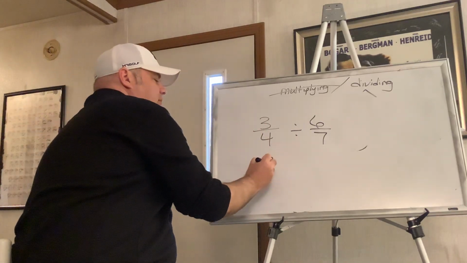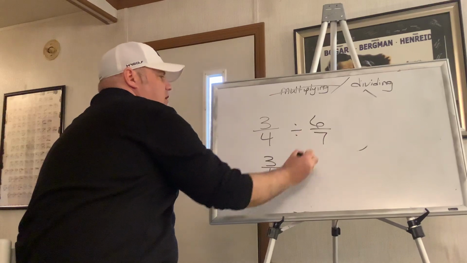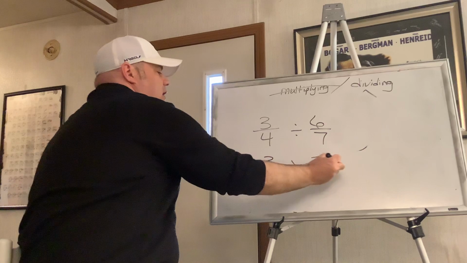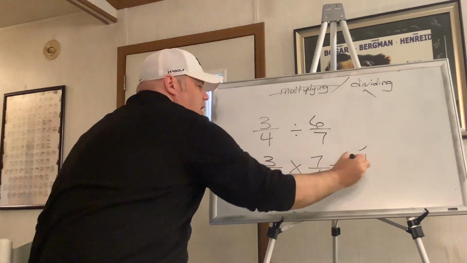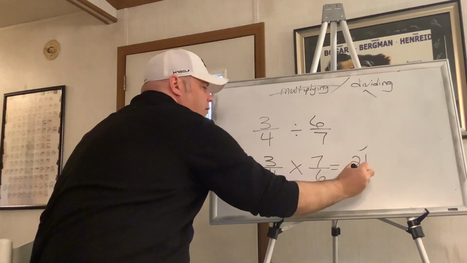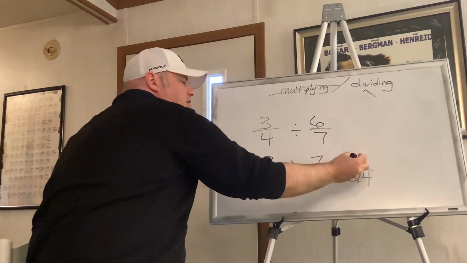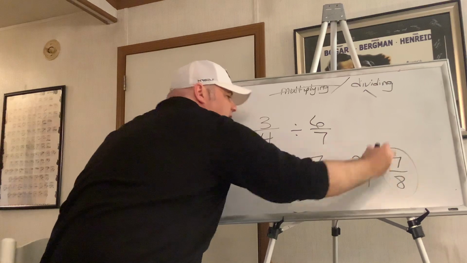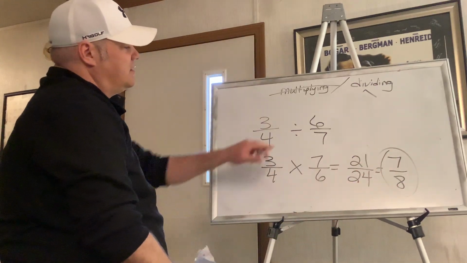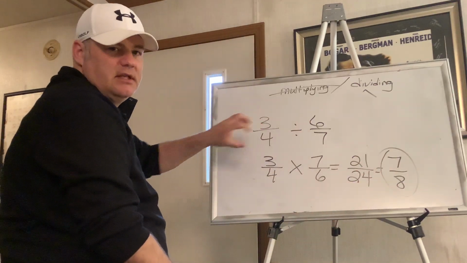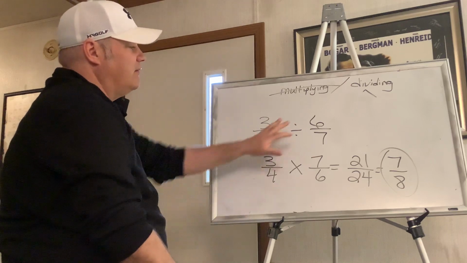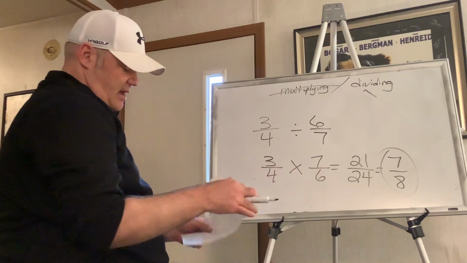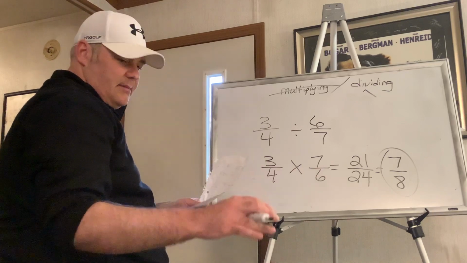But if we do our keep, change, flip, I flip that one over. Now I just multiply the tops, 21, multiply the bottoms, 24. I still need to reduce. I can reduce this down, divide them both by 3, and I get 7/8. There's 7/8 of these that will fit into this. So not even a full one will fit into that, but it lets you know how to do it, and it makes it easier.